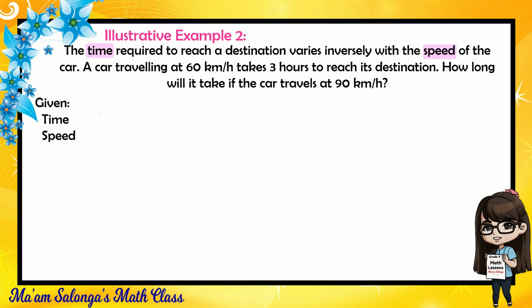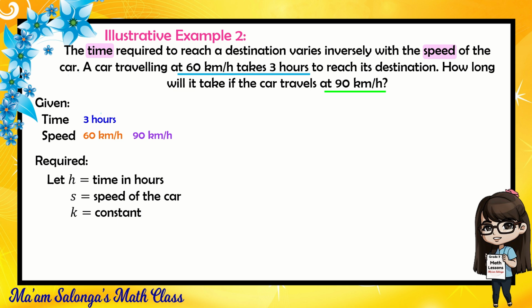So let's take note of the given. The first one is 60 km per hour and 3 hours. The next is the 90 kilometers and the unknown is the time, as required. So let's denote the given quantities. Let H be equal to time in hours, S be equal to speed of the car, and k be equal to the constant.